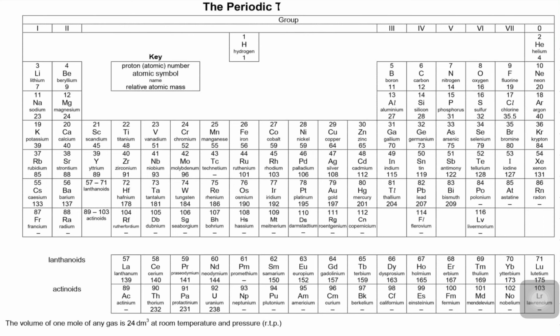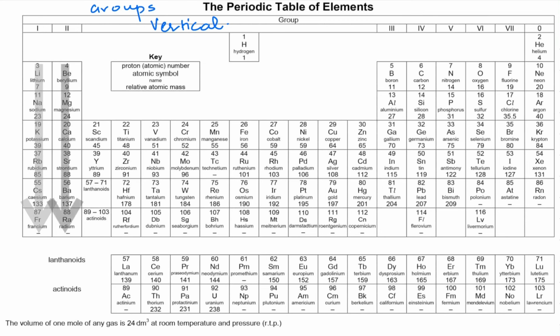Today's video is going to be about the periodic table of elements. The periodic table is an arrangement based on atomic number. It has groups which are vertical. The groups are vertical columns from the left towards the right. You can see group numbers highlighted with separate arrows here.